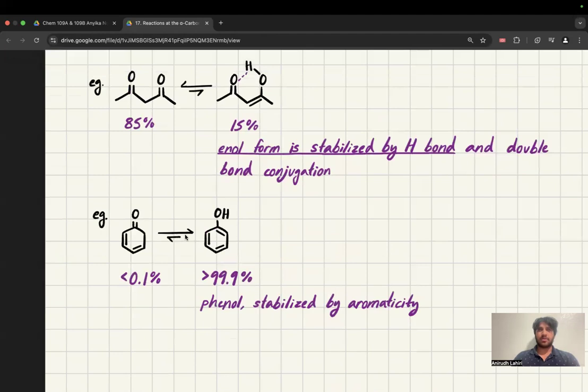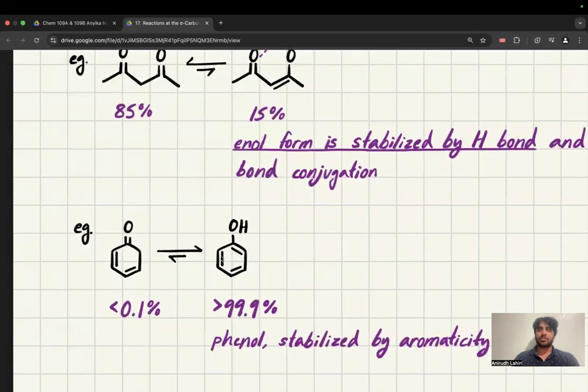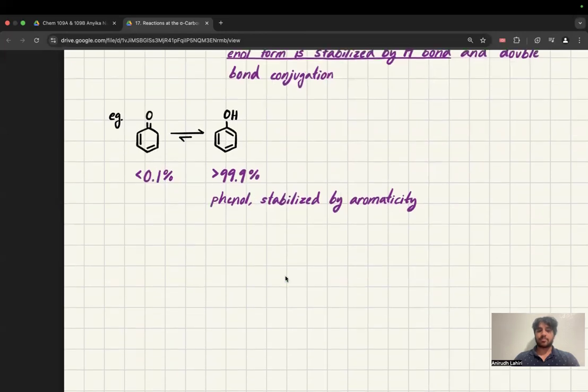Phenols. Phenols are the only compound that I can think of where the enol form is actually favored. I guess any form where the enol introduces aromaticity into the structure, right? Because we know that aromatic compounds are really, really strong. We talked about Frost diagrams last quarter and how we have energy that delocalizes across. And I think you can just generally understand that benzene is a very stable compound. So phenol is stabilized by aromaticity.